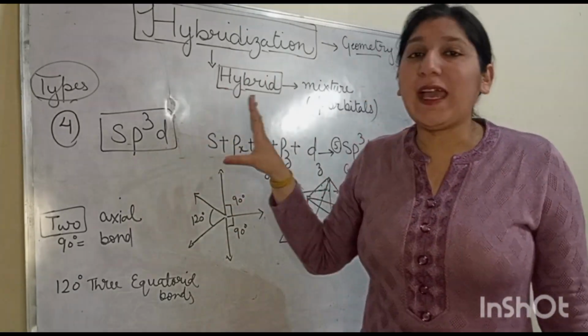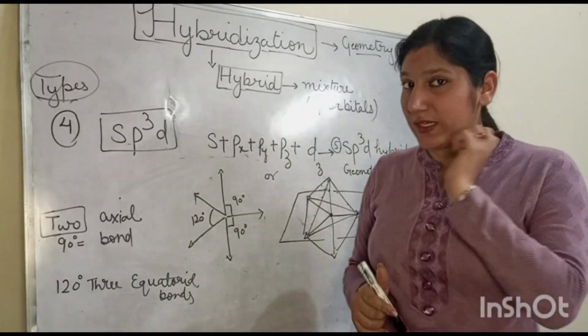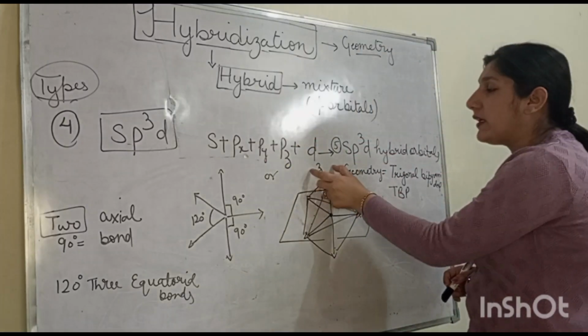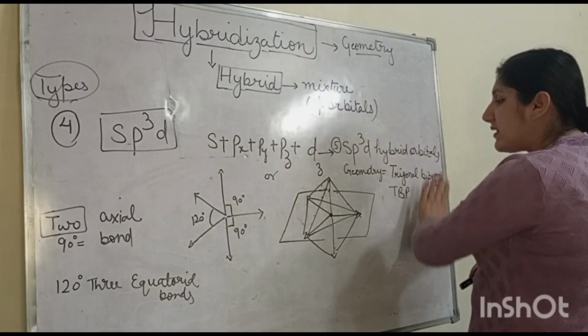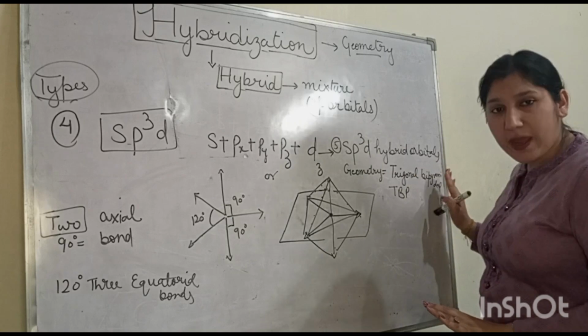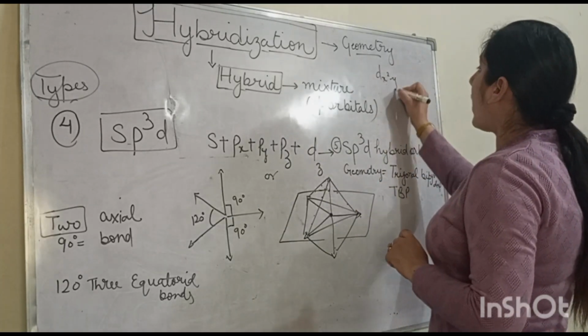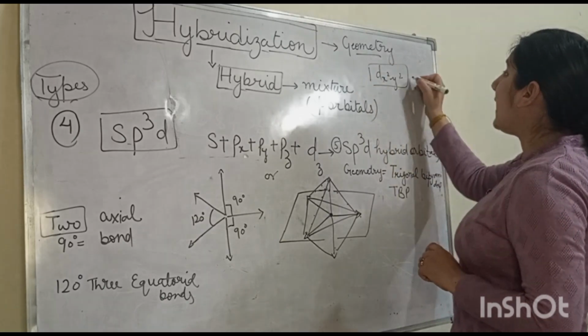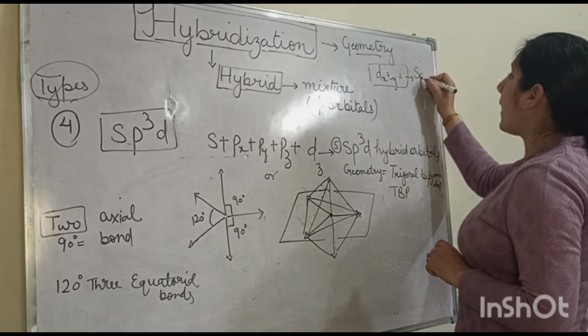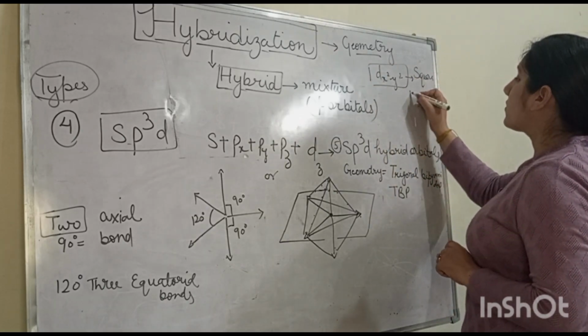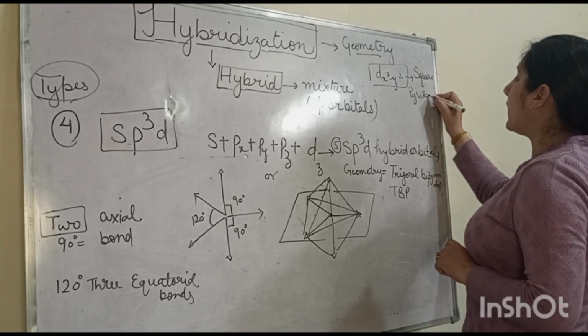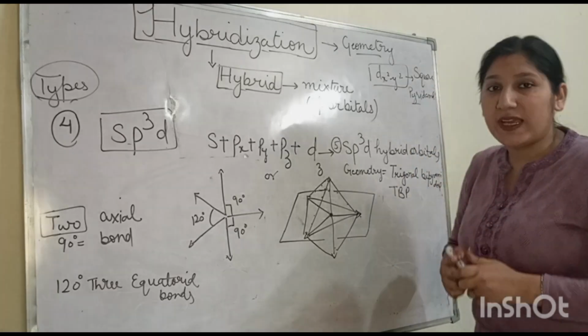Now students, moving on to our fourth type of hybridization, and that is sp3d. Now sp3d hybridization has two geometries. If dz2 orbital combines, then the geometry will be trigonal bipyramidal, but if dx2-y2 orbital combines, then the geometry will be square pyramidal. One by one, I will explain both the hybridizations.